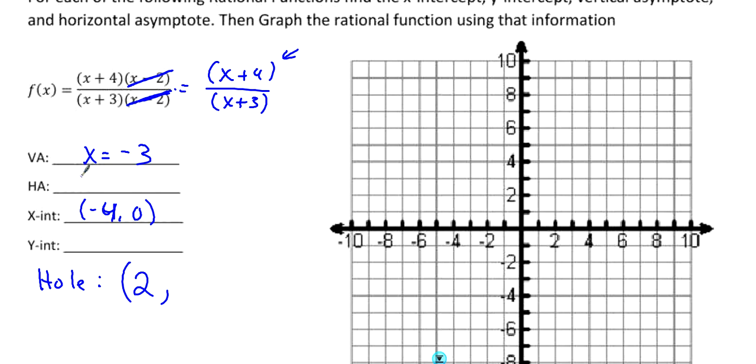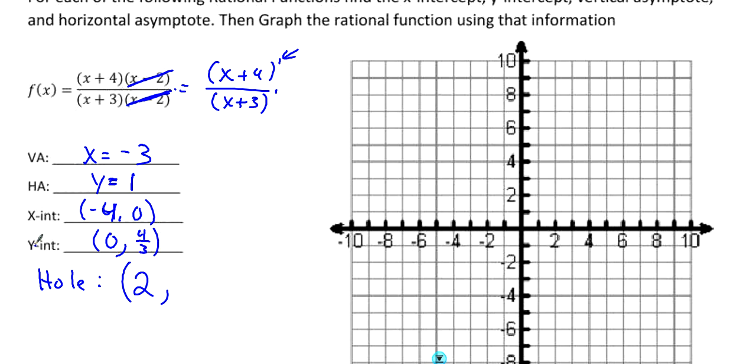Again, for my horizontal asymptote, the power on top and the bottom is the same, so we use the coefficients. So our horizontal asymptote is at y equals 1. And then our y-intercept, when we plug in 0, we get positive 4/3.